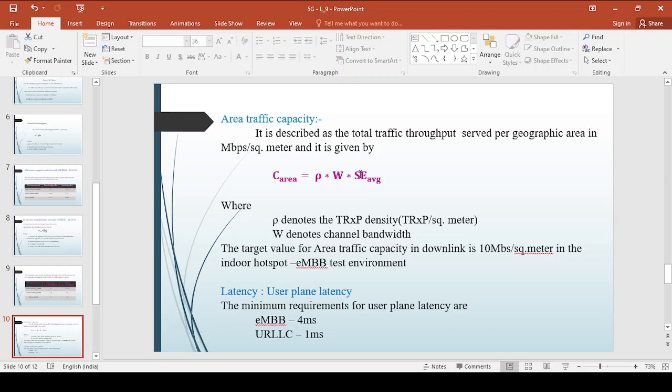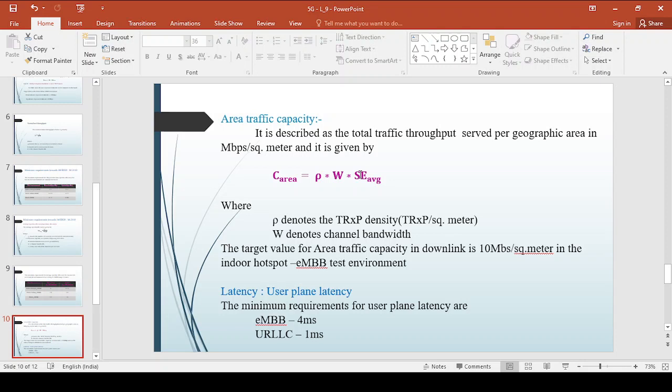Now here we have two different latencies: user plane latency and control plane latency. Now the minimum requirement for user plane latency for eMBB, which is enhanced mobile broadband, is 4 milliseconds.